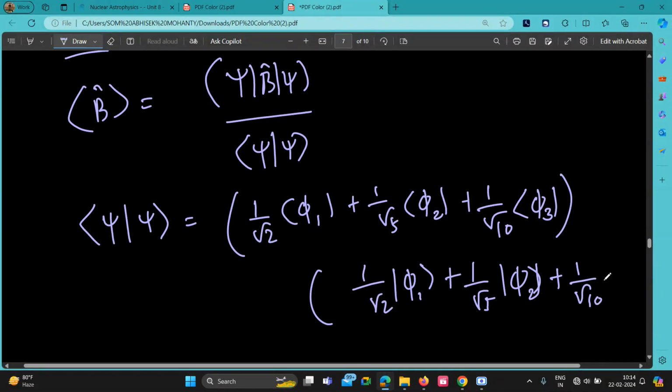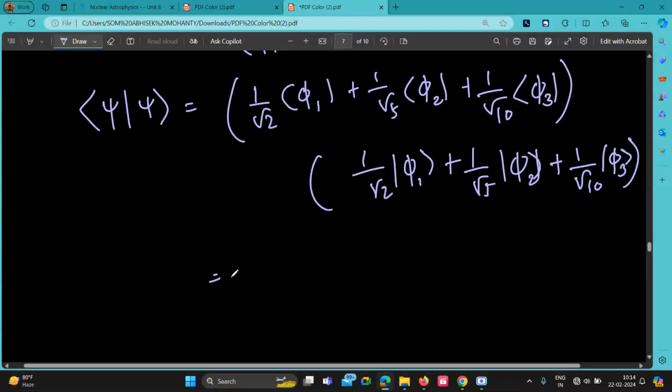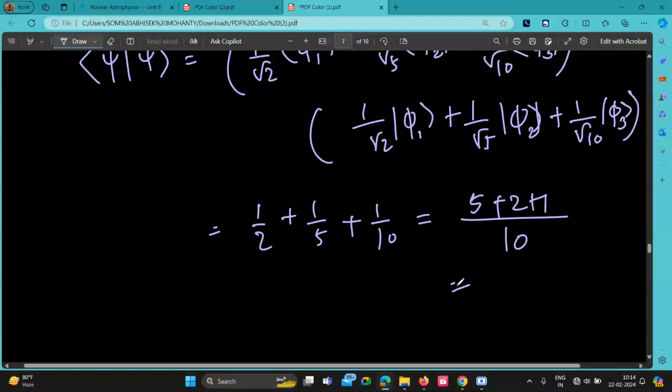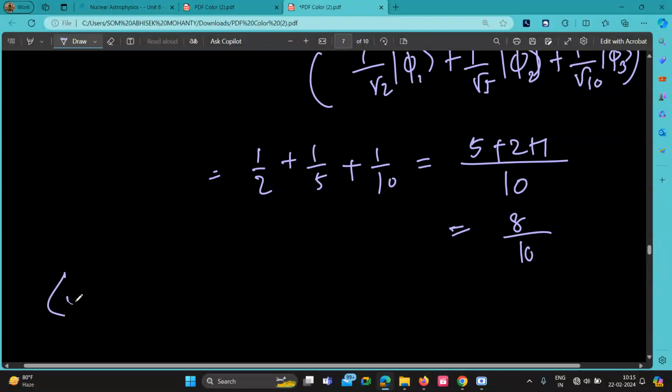So that will give me 1 by 2 plus 1 by 5 plus 1 by 10, isn't it? The LCM is 10, so 5 plus 2 plus 1. So this is actually 8 by 10. So this is not normalized actually. Now psi B psi will be what?